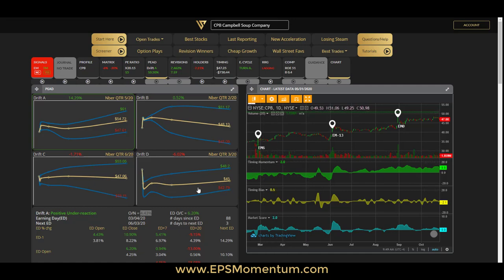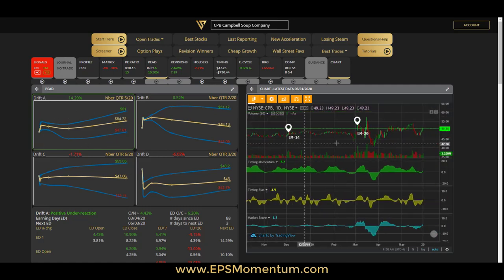So this is how you start using the PEAD. The first thing you see is drift A, B, C, and D. So positive underreaction. If I click on B, I get positive overreaction. If I click on C, negative overreaction, and D, negative underreaction. So I click on A. So the PEAD widget wakes up on A, drift A, meaning the stock is now in drift A. It went up and up, so it's really in positive mode, right?